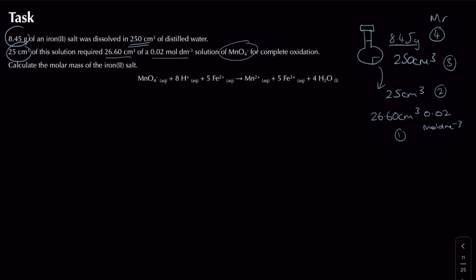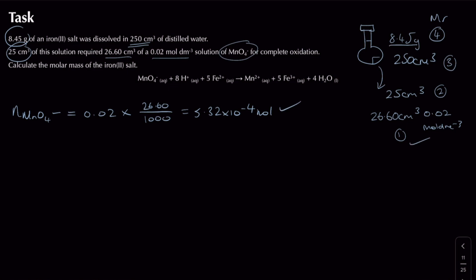So the first thing that you're going to do is work out the number of moles of manganate. How are you going to do that? Well, you're going to take the concentration, which is 0.02, times by the actual volume, which is 26.60 divided by 1,000. And so you do that, you put it in your calculator, and you end up with 5.32 times 10 to the power of minus 4. That will give you your number of moles to begin with, and that's 1 mark so far. So that's our first step done over here.